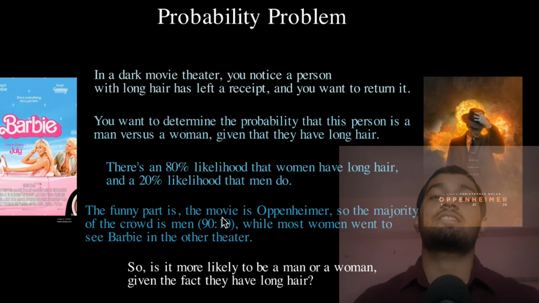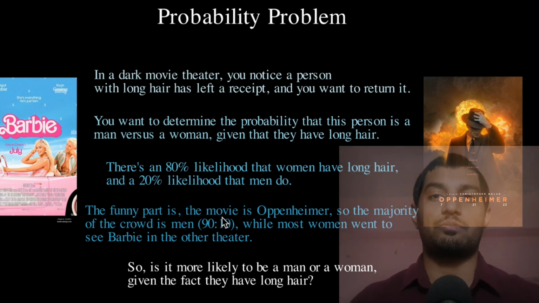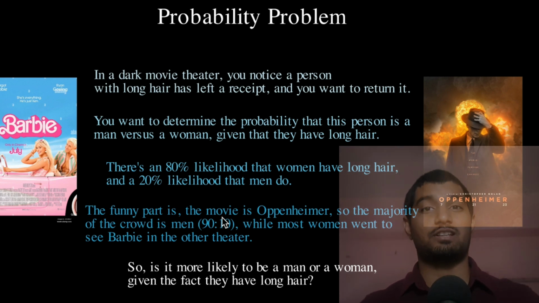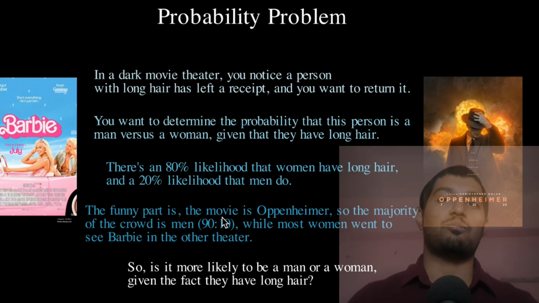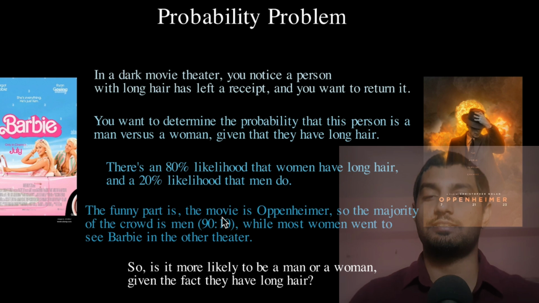So what is it likely to be, a man or a woman, given the fact that they have long hair? This is the problem of Bayes theorem, but you don't have to think like that. You don't have to bring the formula and try to take out variables and input them. We're going to see a visual picture of it.